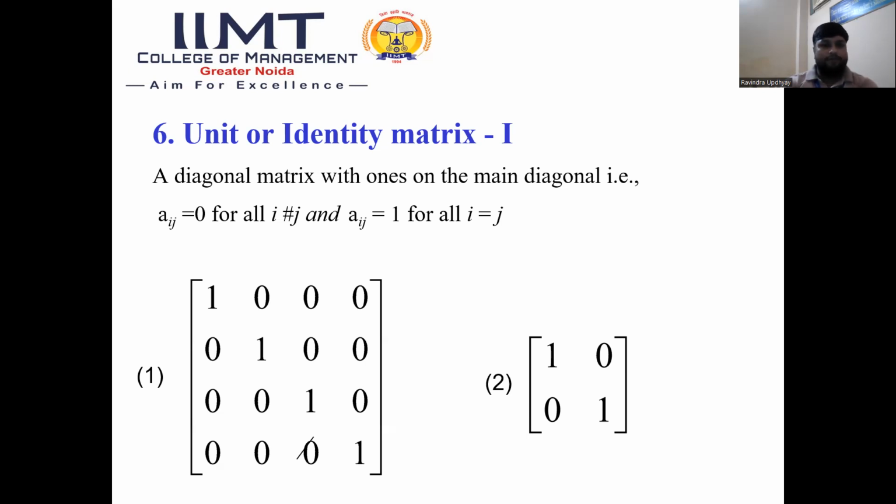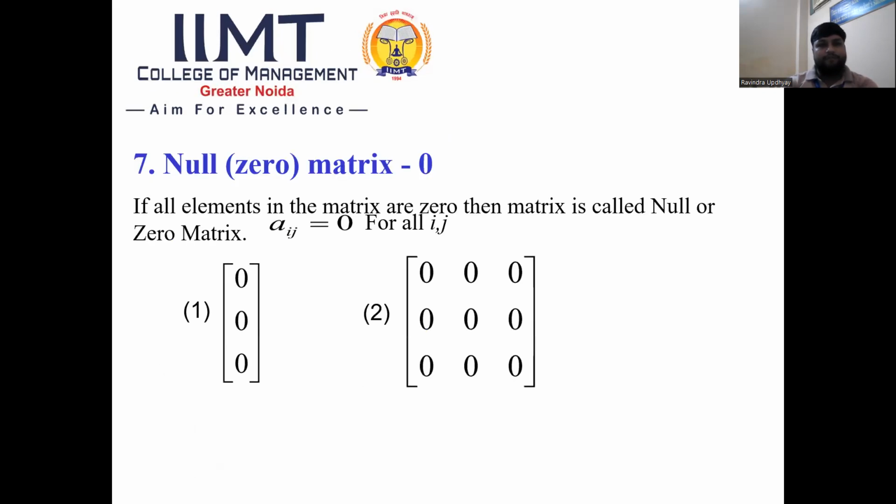All the elements on the main diagonal are 1, and the other elements are 0. Second example, it has 1 and 1, which is the identity matrix of order 2 by 2, and it has all elements 0 except the main diagonal. The first matrix is of order 4 by 4, and the second matrix is of order 2 by 2.